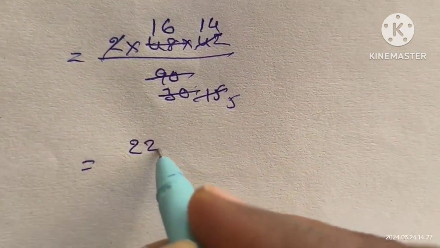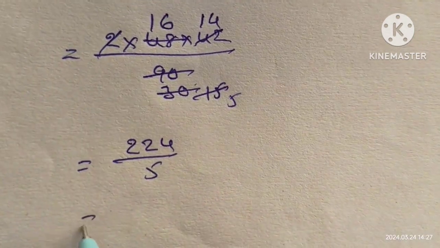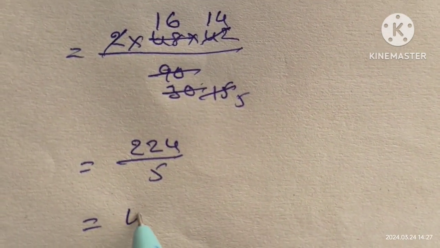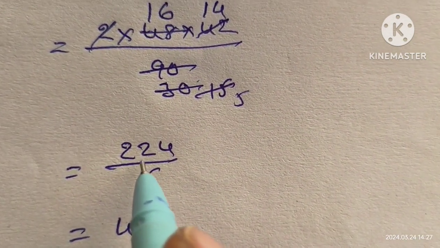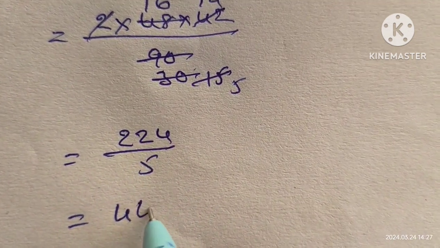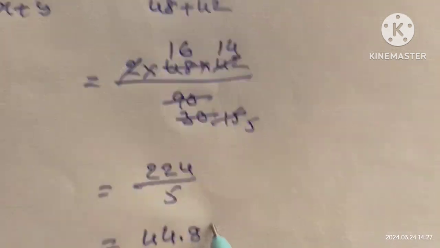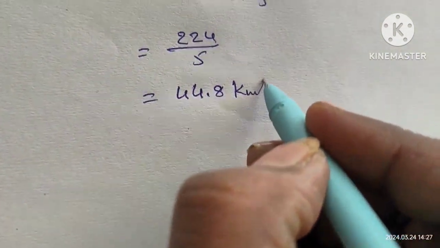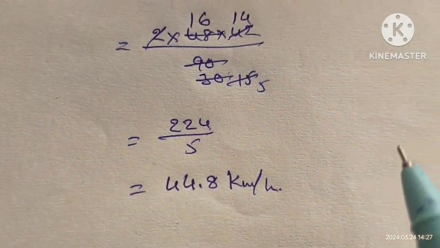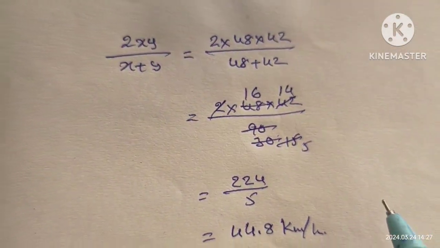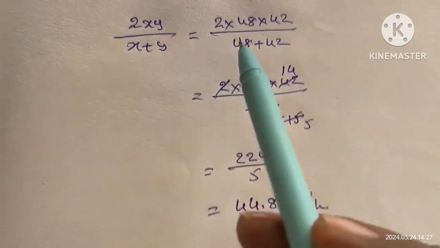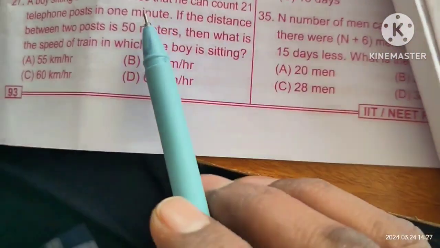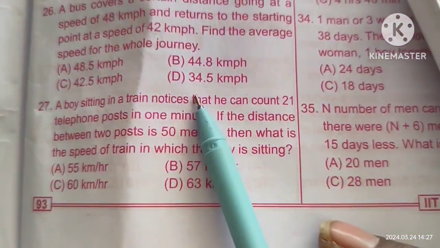Two 24 by 5. It is equal to 5 fours are 20, and again 5 fours are 20, 0.8. That is average speed 44.8 kilometers per hour. By using the shortcut, 44.8 kilometers per hour.